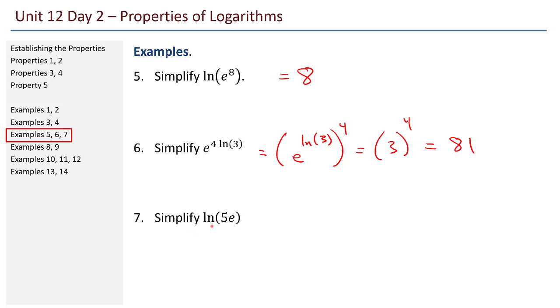Number 7, how about if I simplify this? Okay, well I have a product inside, so the product turns into addition. In this case, I have an addition of the natural log of 5 plus the natural log of e. And the natural log of e, do you know what that is? That's just 1. So my simplification becomes natural log of 5 plus 1.